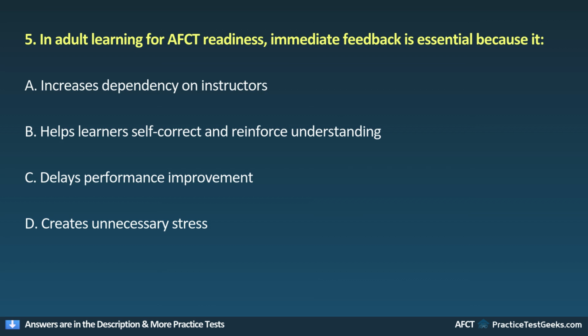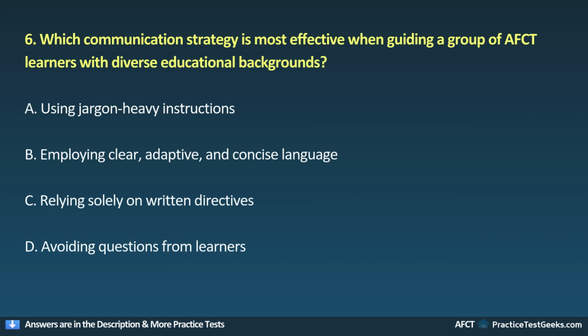5. In adult learning for AFCT readiness, immediate feedback is essential because it A. Increases dependency on instructors. B. Helps learners self-correct and reinforce understanding. C. Delays performance improvement. D. Creates unnecessary stress.